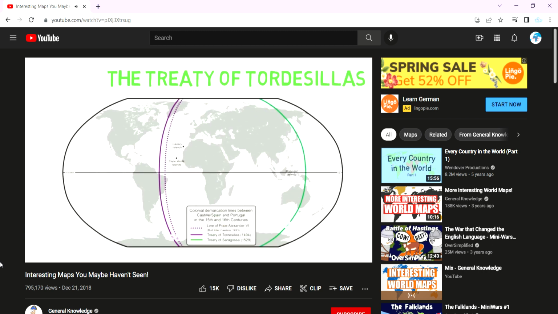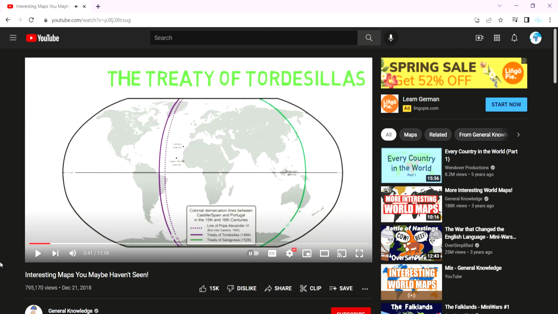First, the map of the Treaty of Tordesillas. This map divided the newly discovered... Okay, so let me put my knowledge on this. So basically, the Kingdom of Castile was pretty much Spain. Spain was divided into two kingdoms at the time. I don't remember what the second kingdom was called. So basically, this map divided the world between Castile and Portugal.